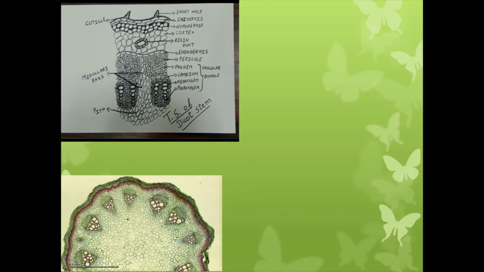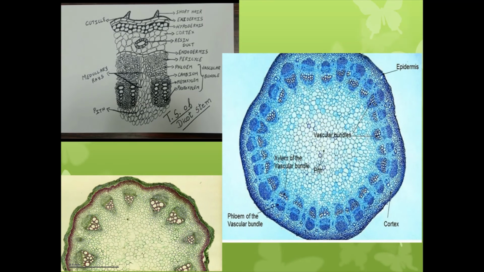If you want to see it a little more clearly and understand this section, I have another diagram which will give you a better view. Now, see in this section, the epidermis is marked, the single layered epidermis, below which the cortex is marked, and of course they have not marked the hypodermis. There is a layer of hypodermis as well. Then below the cortex will come the endodermis.